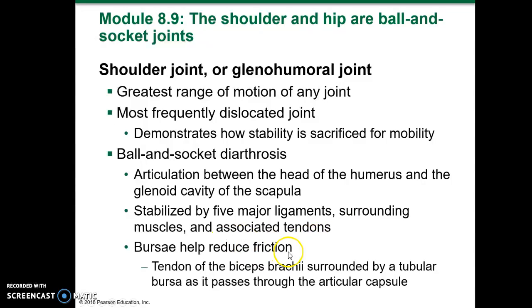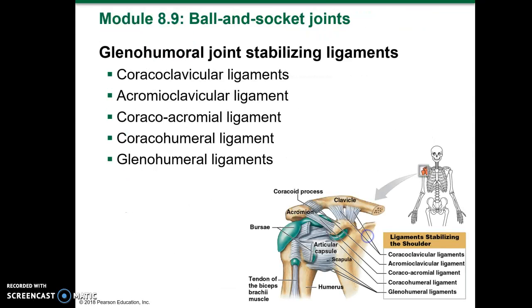The bursae here help reduce friction. The tendon of the biceps brachii is surrounded by a tubular bursa as it passes through the articular capsule. So you can often have bursitis here. It causes a lot of pain and limits your movement. The glenohumeral joint is stabilized by ligaments. Several listed here. Again, you do not have to memorize all of these.